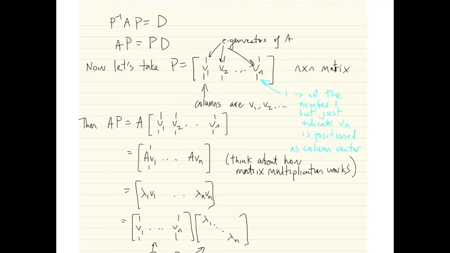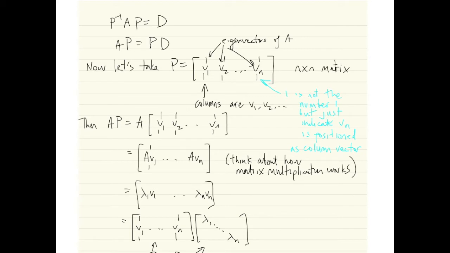And now let's look at the left-hand side of this equation, A times P. Here's A, and then P is these column vectors that are these eigenvectors. And then when you think about matrix multiplication, what turns out to be the first column here is A times the column V1. And then similarly, the last column of this product is going to be, you take your matrix A and multiply by this column vector Vn, and that will be the last column here.